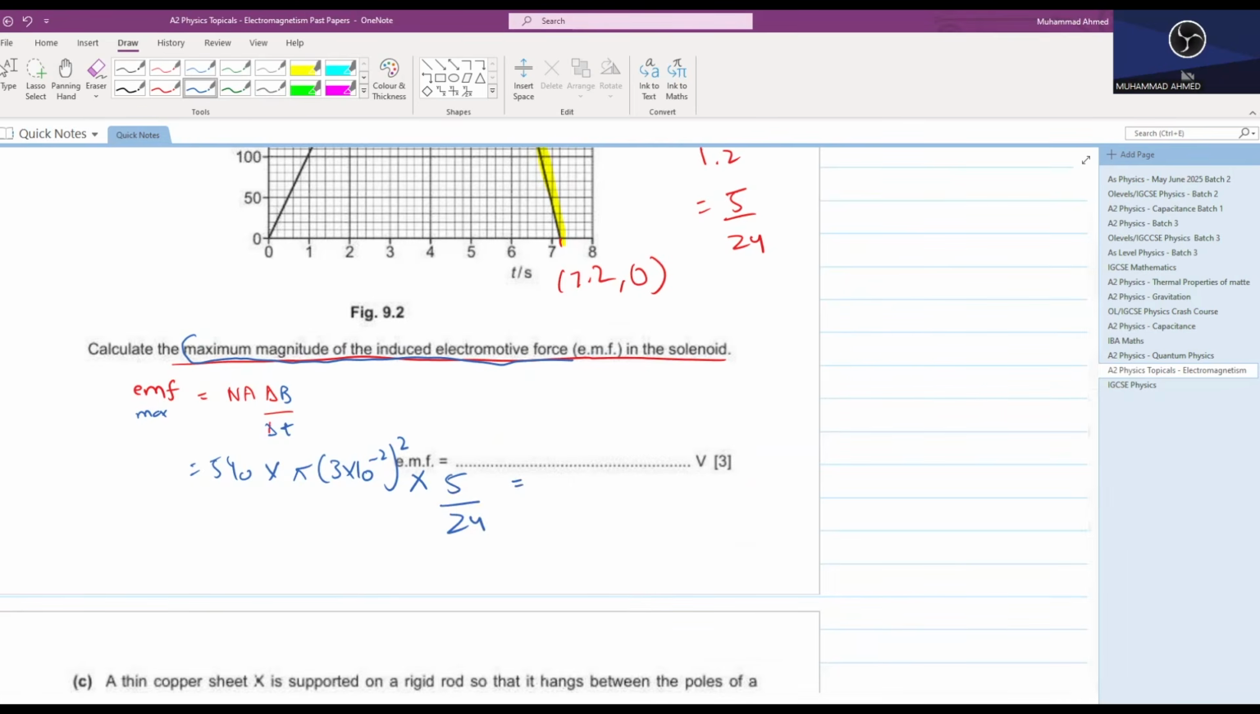Calculate your answer. Your answer for EMF comes out to be what? Yes. Can anyone tell me the answer?